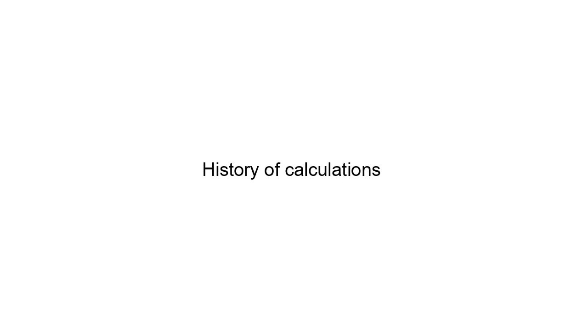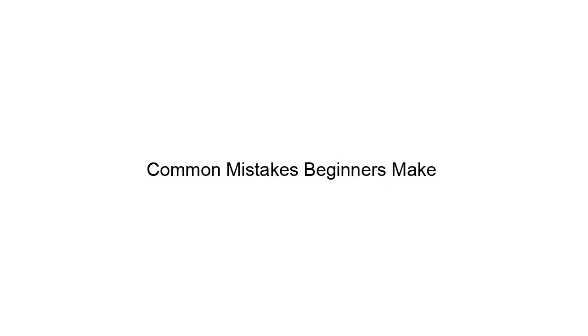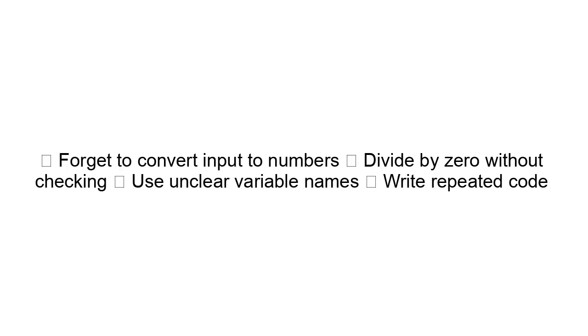Ways to improve the calculator project. Once the basic calculator works, you can add more features. Examples: loop to allow multiple calculations, graphical interface (GUI), advanced operations, power, square root, history of calculations, error handling. Improving projects helps beginners develop stronger programming skills.